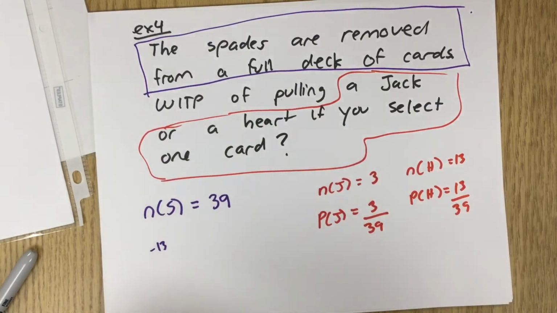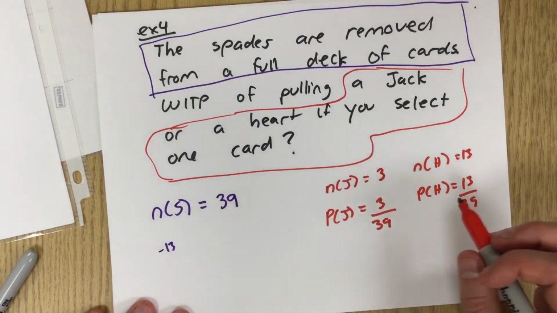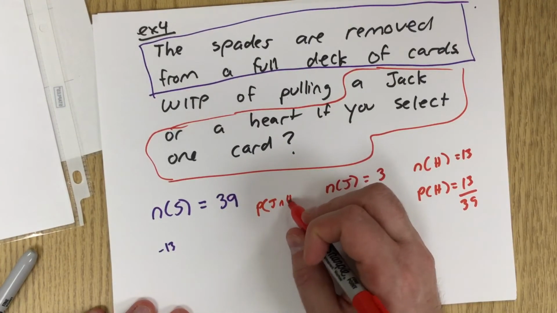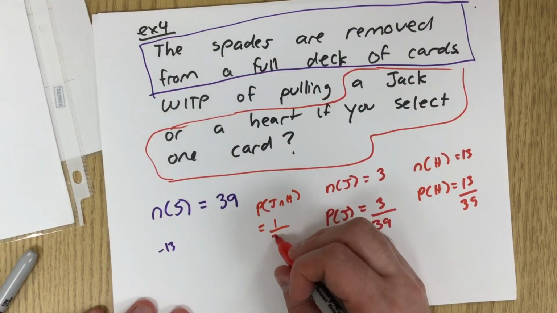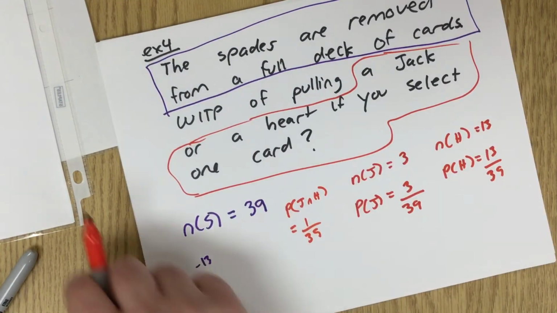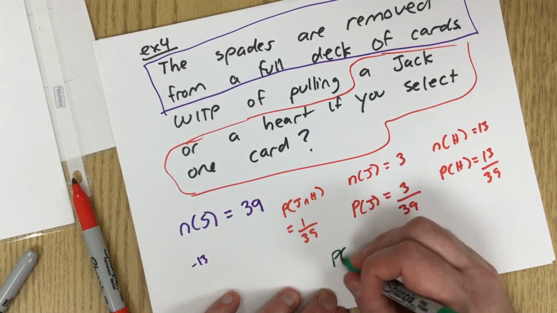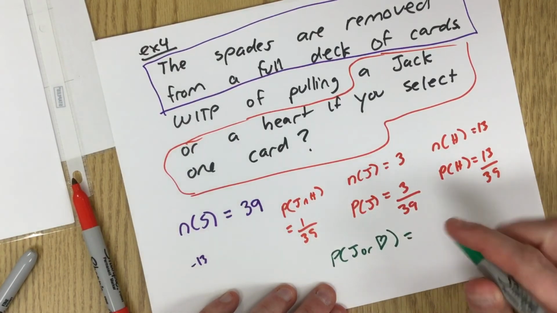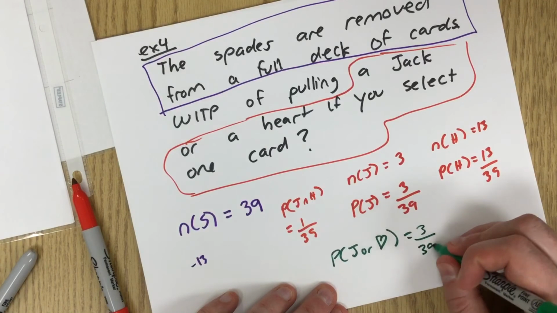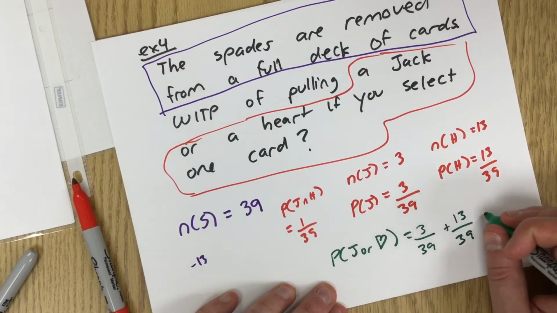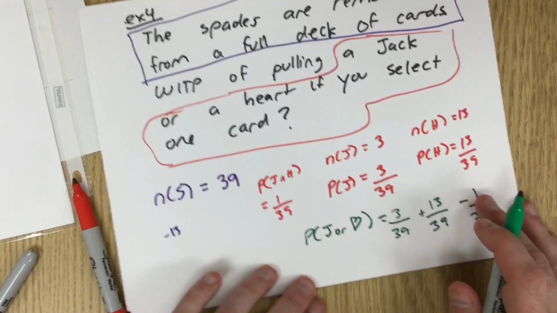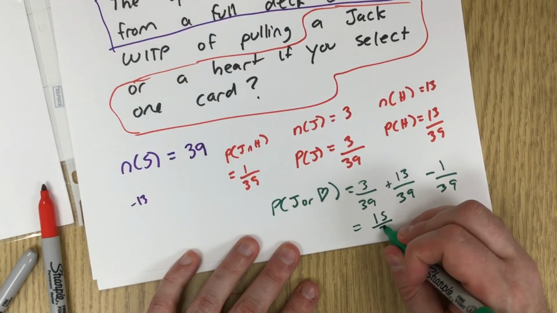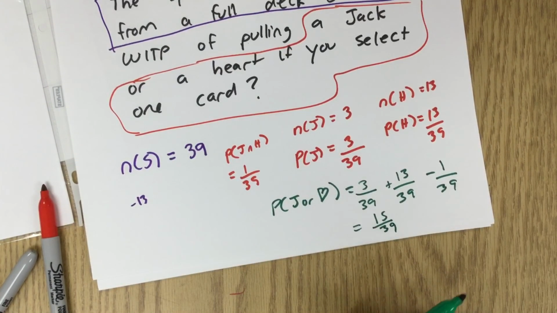And jacks and hearts are not mutually exclusive, which means there is an overlap. So the probability of getting a jack that is a heart is going to be one of those cards, the jack of hearts. And so we know that the total probability, so the probability of getting a jack or a heart is going to be 3 over 39 plus 13 over 39 minus 1 over 39, which is 15 over 39. That's it.